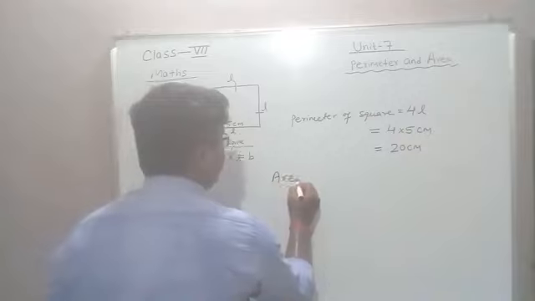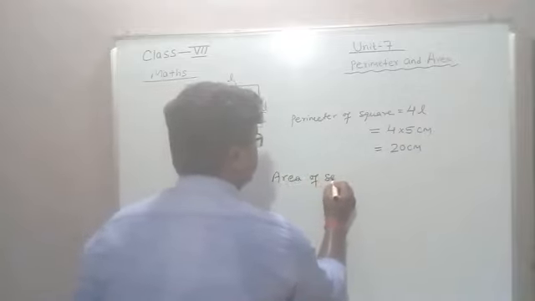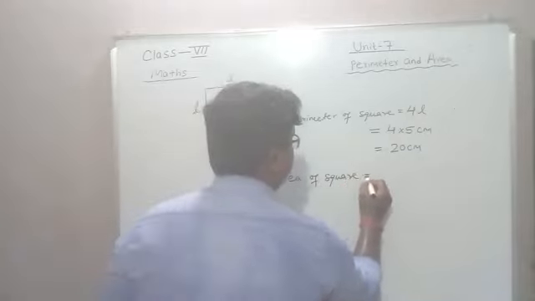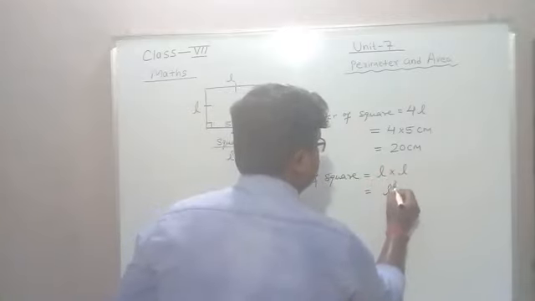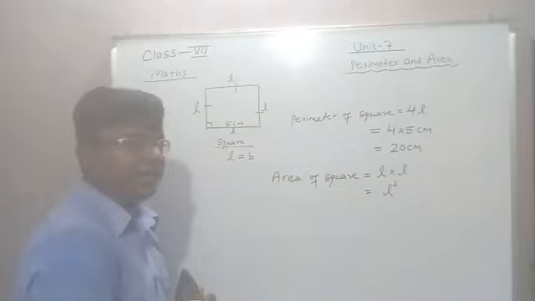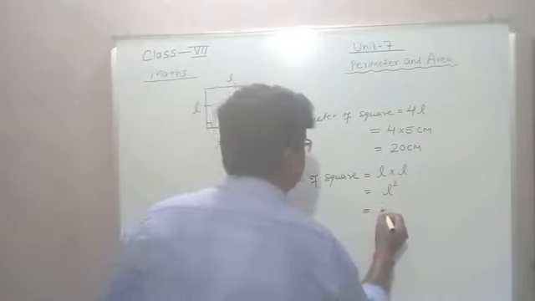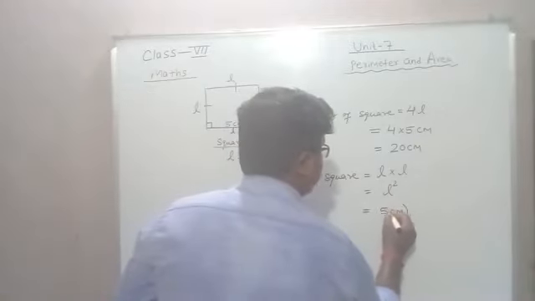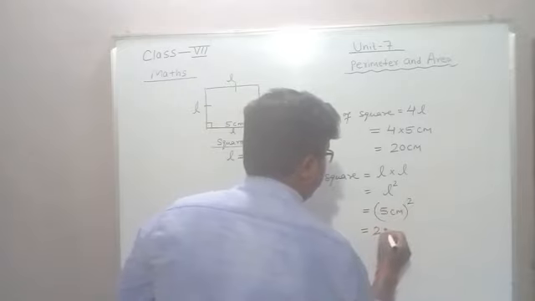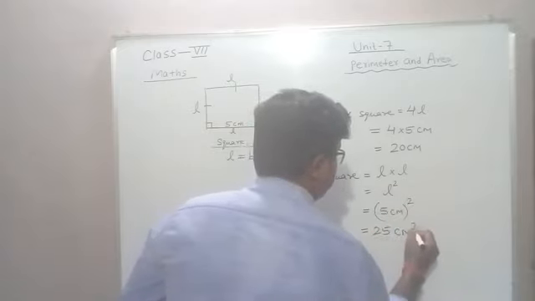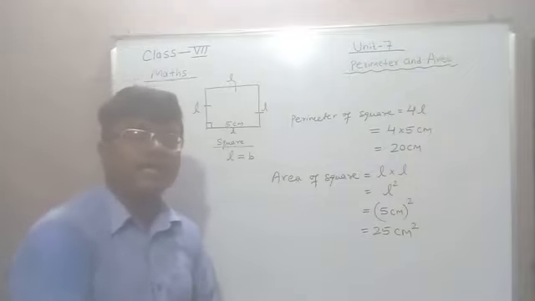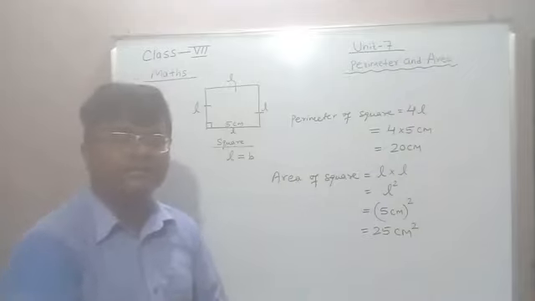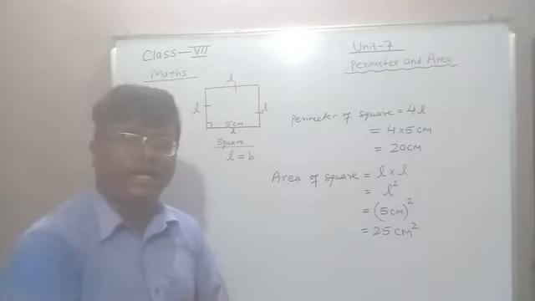Similarly, what is the formula for the area of a square? It is length into length, or you can say length square. Length is 5 centimeter, so 5 centimeter whole square is 25 square centimeter. In this way you can easily calculate the area and perimeter of a rectangle and a square.